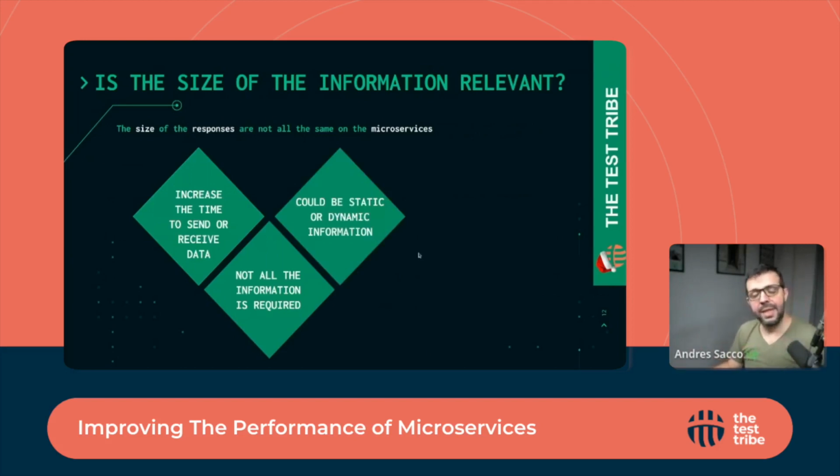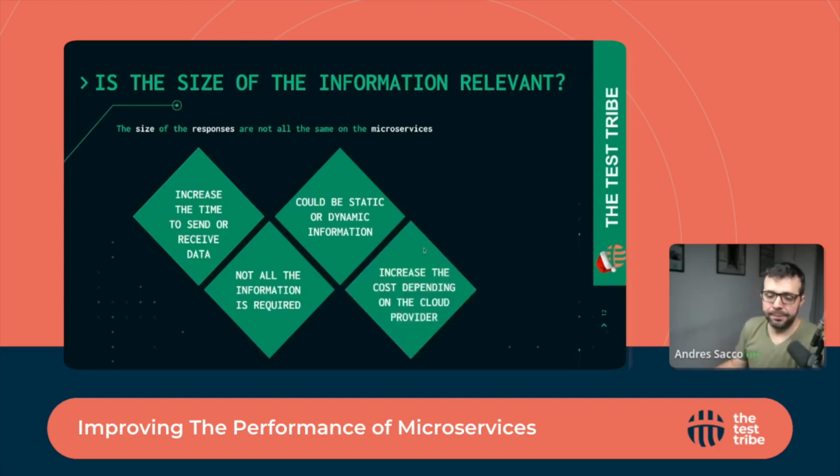Could be dynamic or static information, it is not relevant for us. We do a request, and the relevance of the problem is the size of the response. If it's static or dynamic, for us it is the same. And again, as I mentioned, it always increases the cost associated to transfer this information depending on your cloud provider. Some cloud providers charge in your bill the transfer of information between different places. So you need to consider these kinds of things.